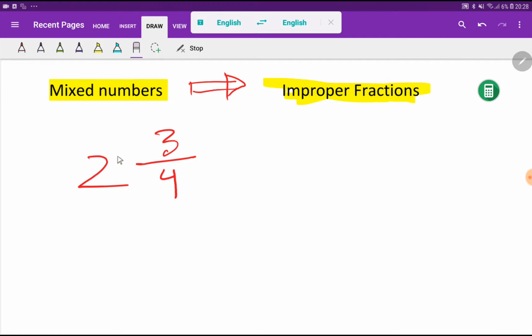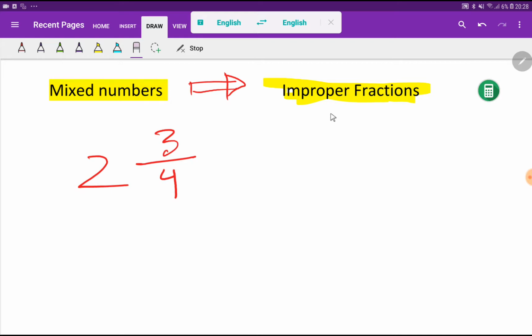Look at here, this is a mixed number. A mixed number has two parts: one is a whole number or integer, and the other is a fraction. Every fraction has two parts: one is the numerator and the other is the denominator. So here the denominator is 4 and the numerator is 3.